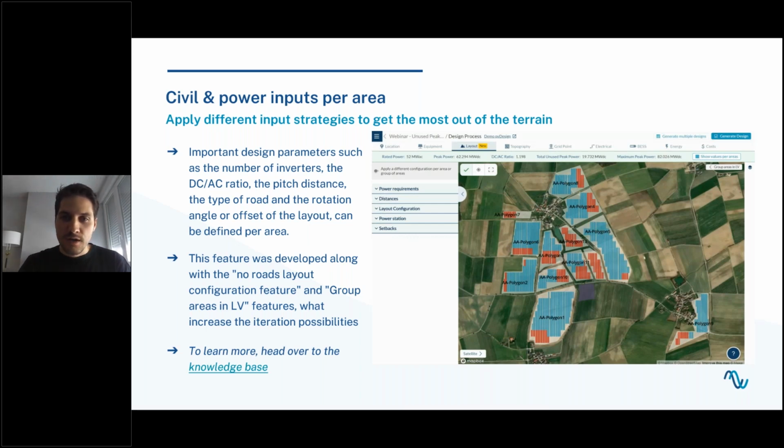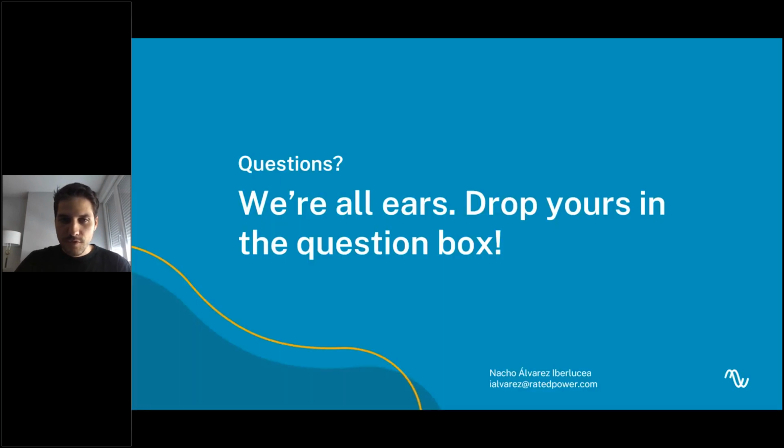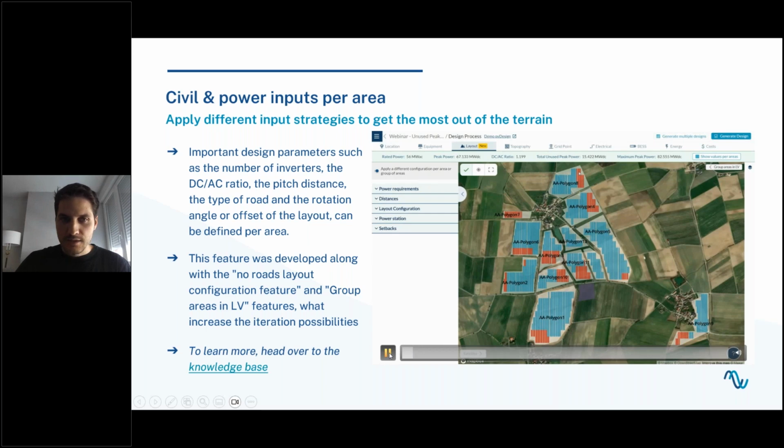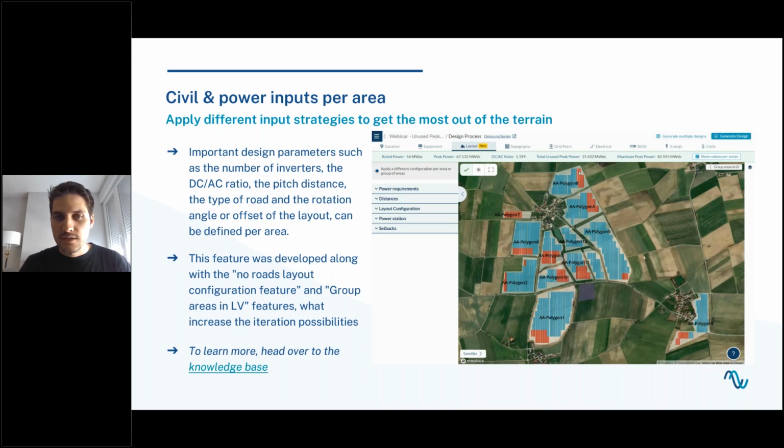If you have a site with different available areas, and you go to the layout tab, you will have this button, apply a different configuration per area or group of areas. Automatically, if you click and enable the inputs per area, you will see that we are going to recalculate the layout. This is because we are going to recommend by default a no road layout in those areas that have less than 5 hectares, or in those areas where we estimate that only one power station could fit.